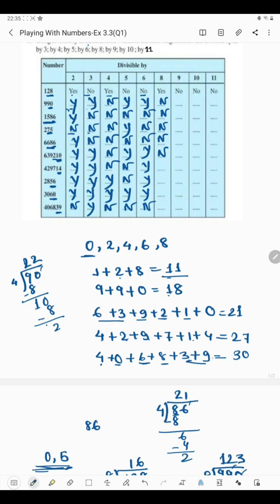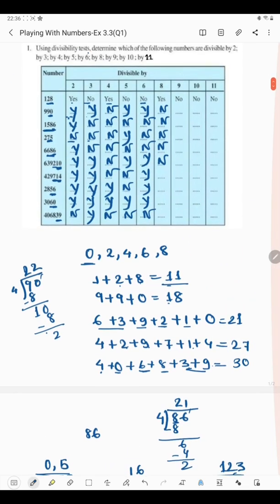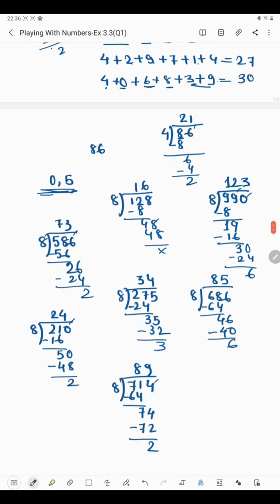Okay. Now here we have 714. Last 3 digits are 714. So again we will divide by 8. So we have 8 8s are 64, 8 9s are 72, which is greater than 71. So we'll take 8 8s are 64. So we have 4 to 11 is 7. Now 4 will come down. Now 8 9s are 72. So what we have seen is that we have got 2 as remainder. So here we will write no. That means 429714 is not divisible by 8.